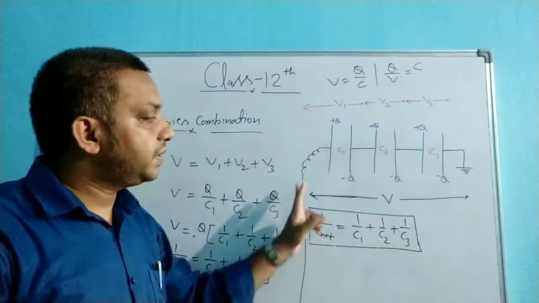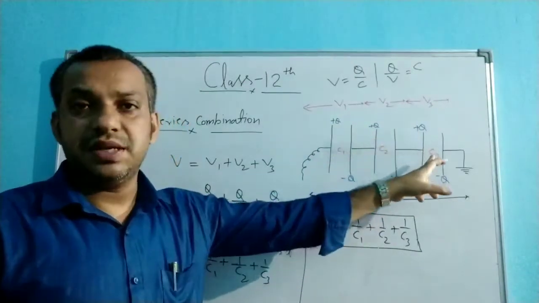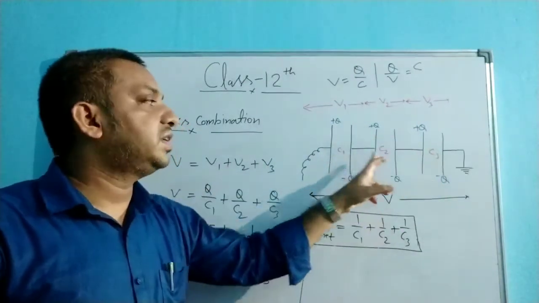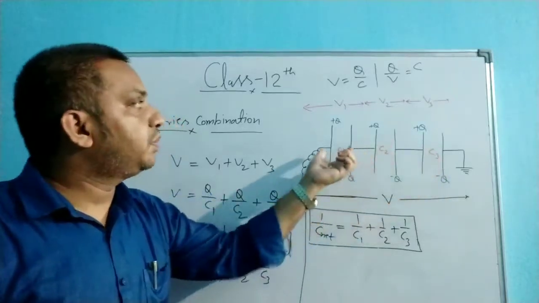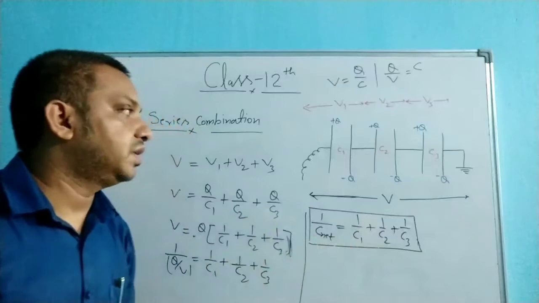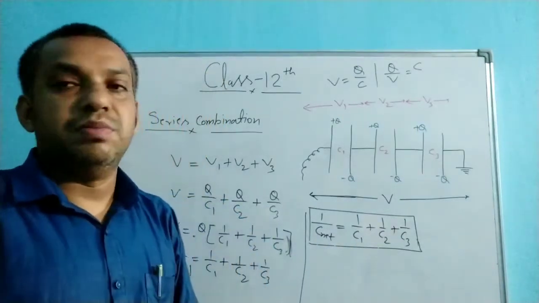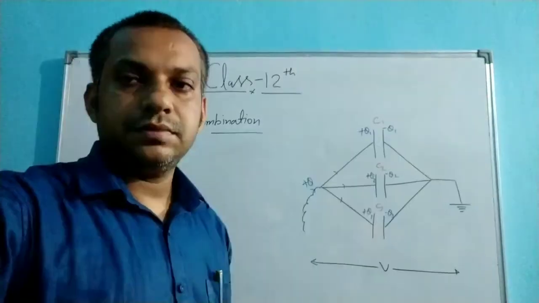So this is your series combination. In series combination, all the capacitors get the same amount of charge, but because of the different capacity, the potential across each capacitor is different. So this is your series combination of the capacitor. Let us discuss the parallel combination of the capacitor.